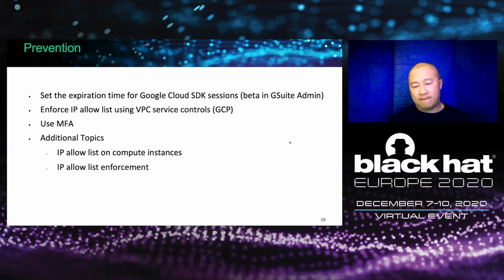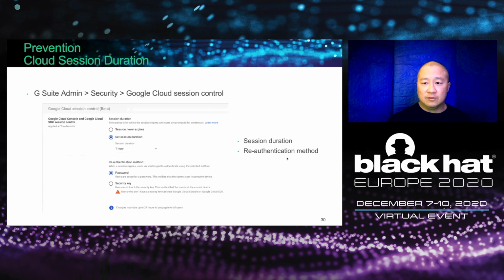So let's talk about prevention. Number one, you do want to set an expiration time for Google Cloud SDK sessions, which really means CLI and API sessions. By default, there is no expiration, and that was the case with the environments in the attack scenario. For months, cached accounts were accessible from that victim environment. You can set the expiration time. We'll go through that. You should also see if you can implement an IP allow list or whitelist. And if you have expiration time set, MFA increases the security of the reauthentication step. And when you go through IP allow lists, don't forget to think about compute instances as well as enforcement. So let's talk about these in more detail.